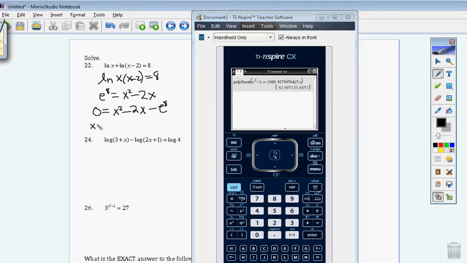I got x is approximately negative 53.61, and what is that, 55.61. But if we look back up in our problem, remember we cannot take log base e of a negative number, so that answer will definitely get rejected, and we'll go with this one.